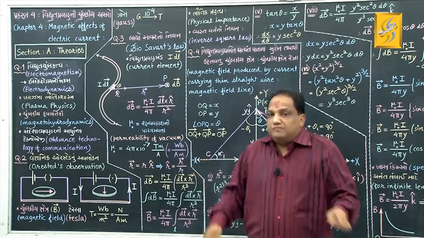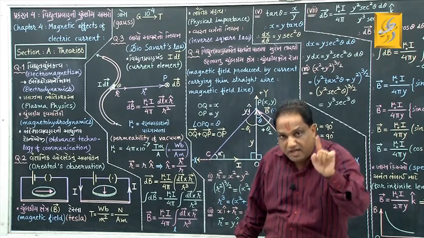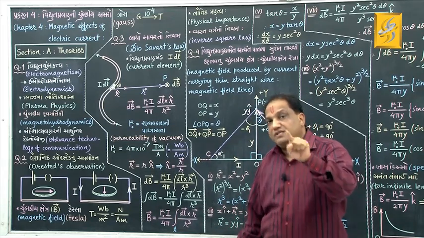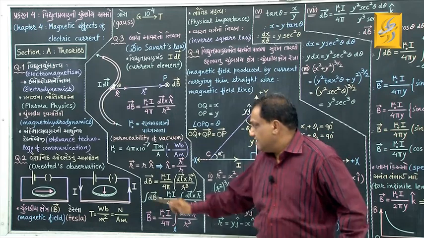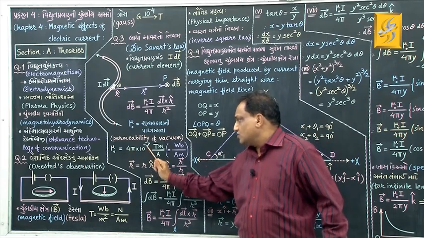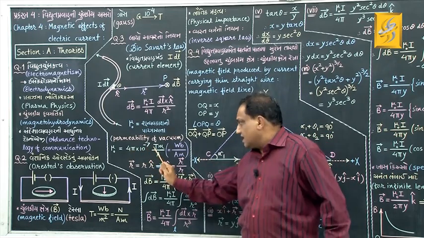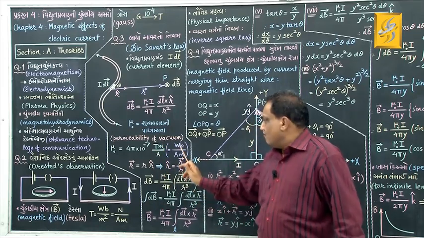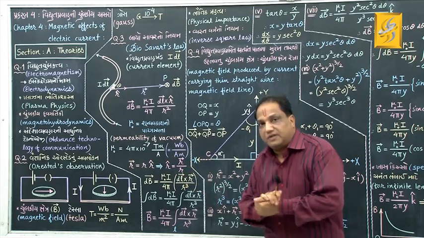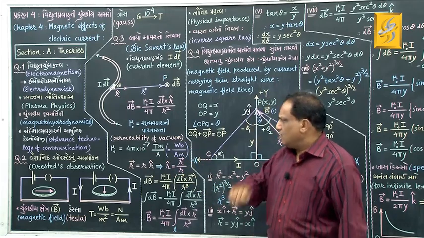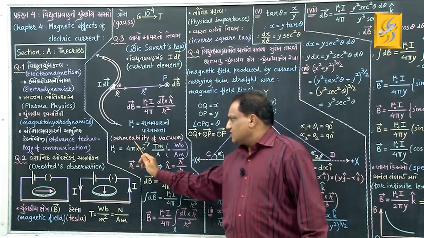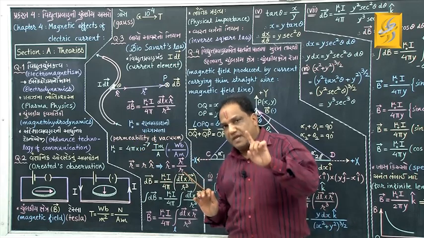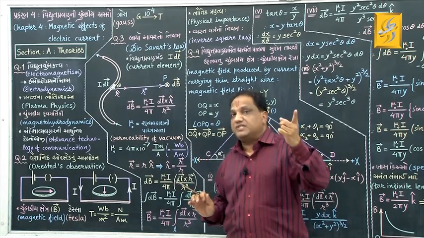What is its value? Its value is 4 pi into 10 raised to minus 7. Unit is Tesla meter upon ampere, or the equivalent unit is Weber upon ampere into meter, okay? Now, what exactly is called permeability of vacuum, that I will explain to you in the next chapter.